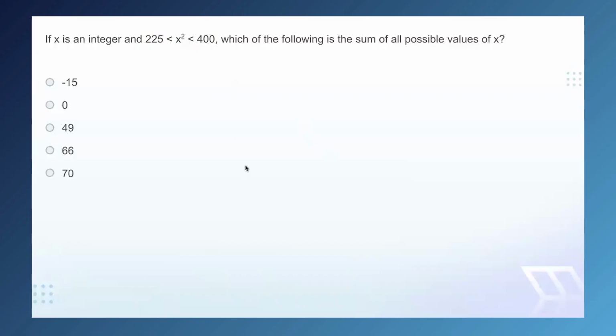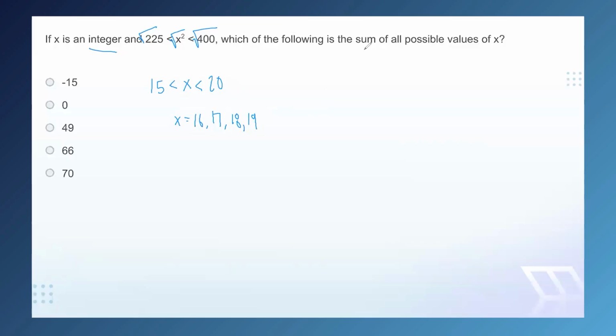The pretty obvious approach here is to square root each part of this inequality, so we end up with just x in the middle. So test takers go, great, the square root of 225 is 15, so that's less than x, and the square root of 400 is 20, so that is greater than x. So we have 15 is less than x is less than 20. So this means that x is an integer between 15 and 20, but not equal to 15 and 20, meaning that x can be 16, 17, 18, and 19.